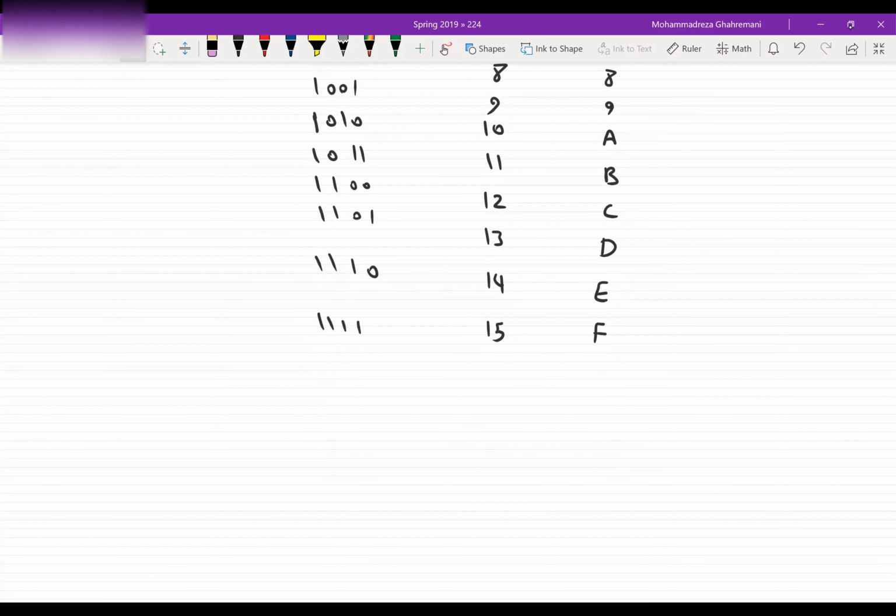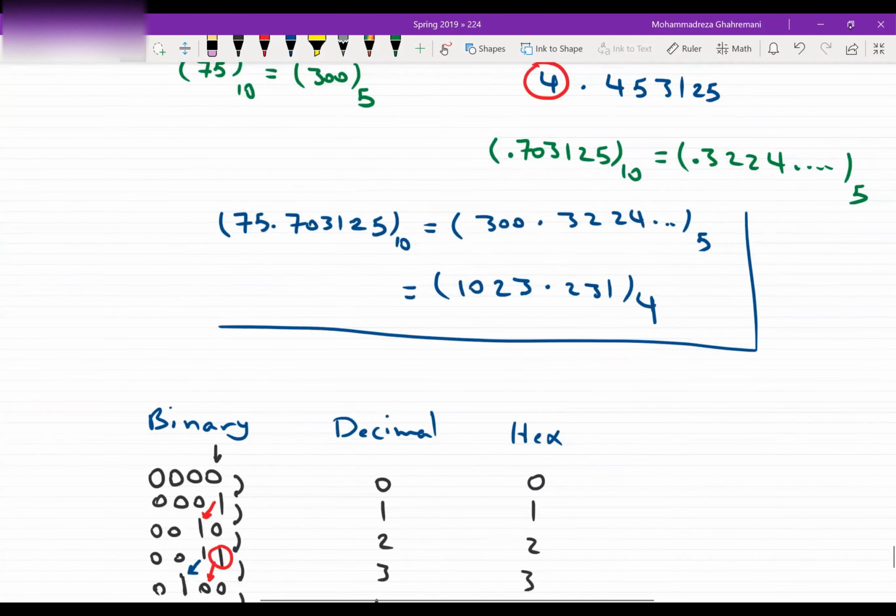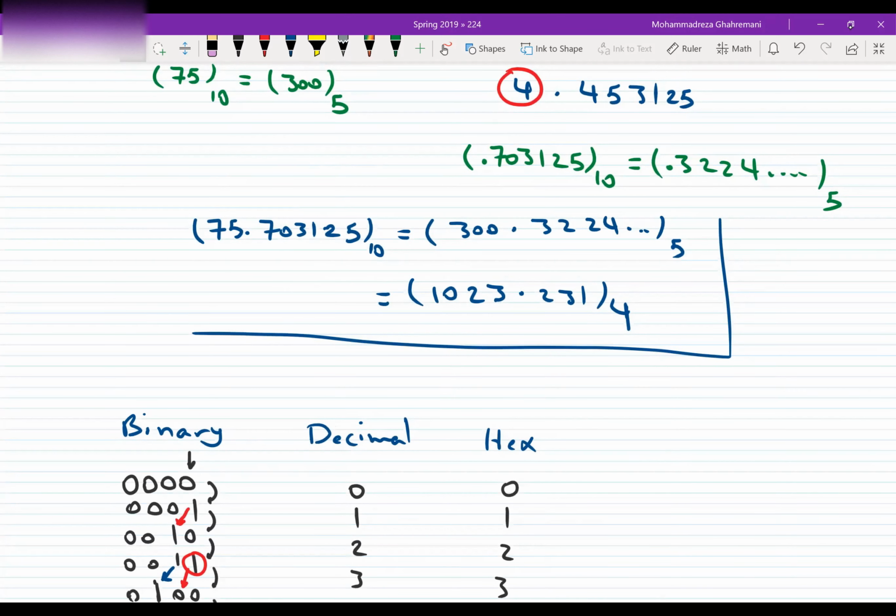So this was a short introduction to number systems and base conversions. In the next lecture, I will talk about signed numbers.